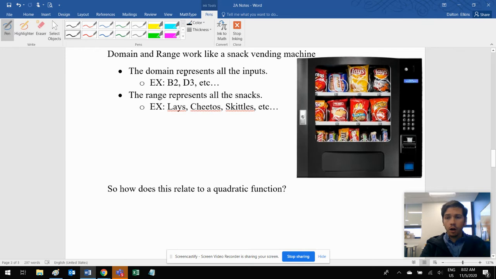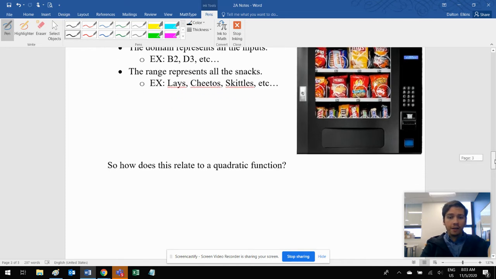That's the input. All the possible ones of those, A1, A2, A3, B1, B2, B3, all that stuff, that's all the domain. The range would represent all the snacks that could be put into that machine, so everything that could come out of that machine. Here we have Doritos, Lay's, barbecue Lay's, Fritos. I don't know what these two things are. We have raisins, Cheetos, Snickers, Milky Ways, Three Musketeers, Skittles, M&Ms, Twix, all that stuff. All of those represent the range because they're all the things that could come out of the function, right? So a vending machine is just like a quadratic function.